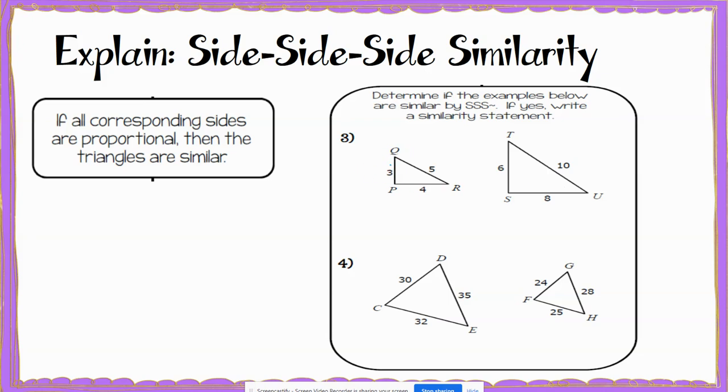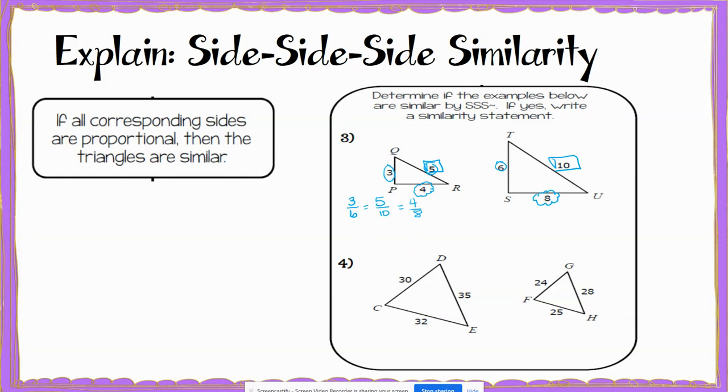I can see that 3 corresponds to 6. So in order to figure this out, what I'm going to do with my corresponding side lengths is make them into ratios. So I have 3, which corresponds to 6. Now what I'm going to do is see if all of these are equal. I have 5, which now corresponds to 10. So I'm going to put 5 over 10. And then I have 4, which corresponds to 8. So I have 4 corresponding to 8.